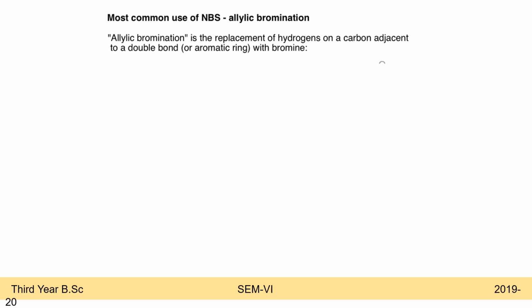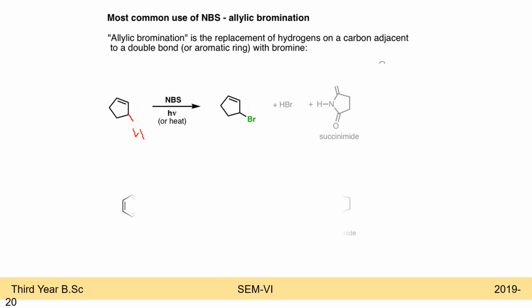Let us see some examples of allylic bromination. Allylic bromination is the replacement of hydrogen on a carbon adjacent to a double bond or aromatic ring with bromine. So this is the first example, cyclopentene. When subjected to NBS with UV light, it gives the corresponding bromo compound. HBr and succinimide are the byproducts of these reactions. So actually what is happening is this hydrogen, this allylic hydrogen, is replaced by the bromine radical, which is generated by the NBS. So it easily occurs.